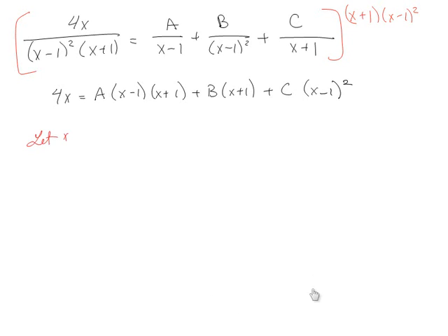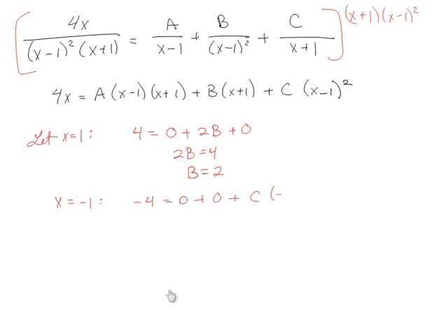I can go ahead and let x equal 1. So I've got 4 equals something goes to 0 plus 2b plus 0. 2b equals 4. B equals 2. All right, now I can let x equal negative 1. So that gives me negative 4 equals something goes to 0, something goes to 0, and c times negative 2 squared. So I've got negative 4 is equal to 4c, so c is equal to negative 1.